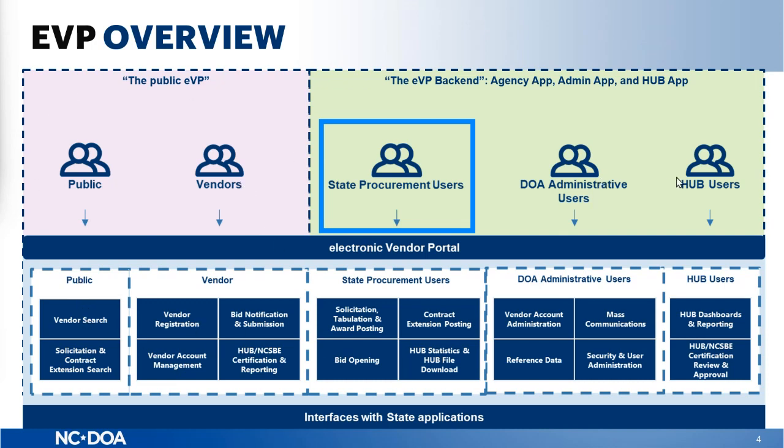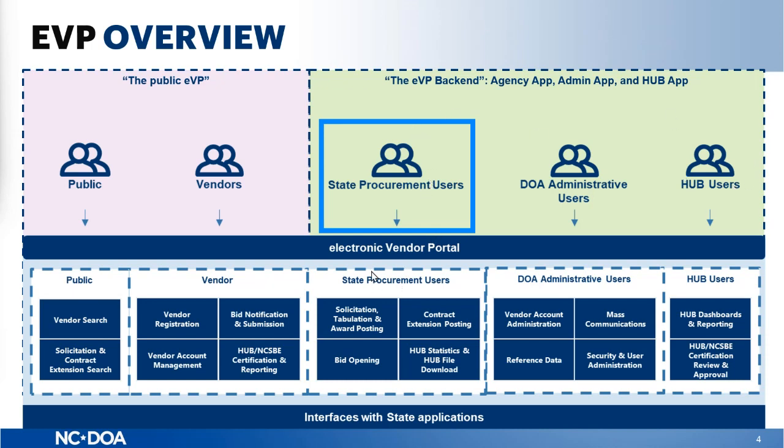On the other side, the state user side, what we're calling the back end, you are going to use what's called the agency app. And you as state procurement users are boxed in over here. But DOA and P&C also have admin functions on their side called the admin app. And the Hub office is now involved over here to really improve their certification process in conjunction with the vendors, and they have the Hub app, but they're all kind of together. It's just different permissions in each.